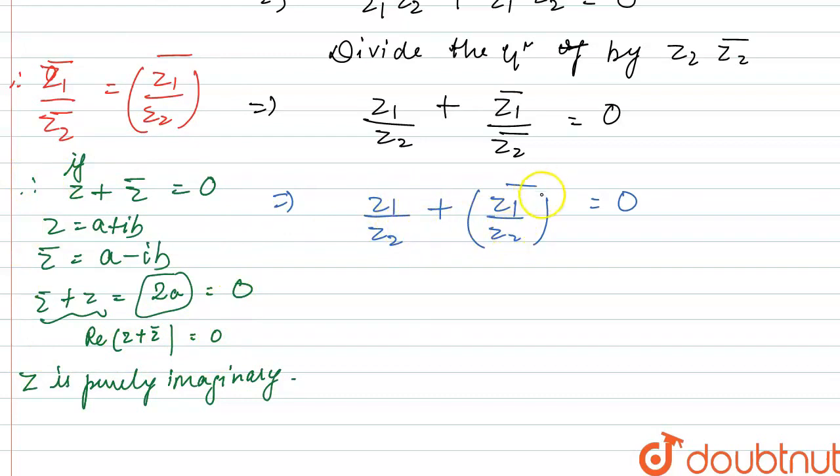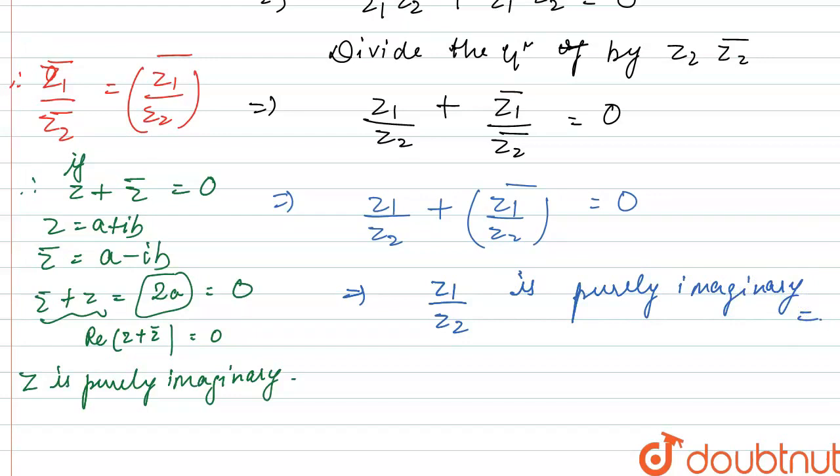Now using this same condition here, we have z1 upon z2 plus z1 upon z2 whole bar is equal to 0. So this will imply that z1 upon z2 is purely imaginary, and this is what we needed to show.